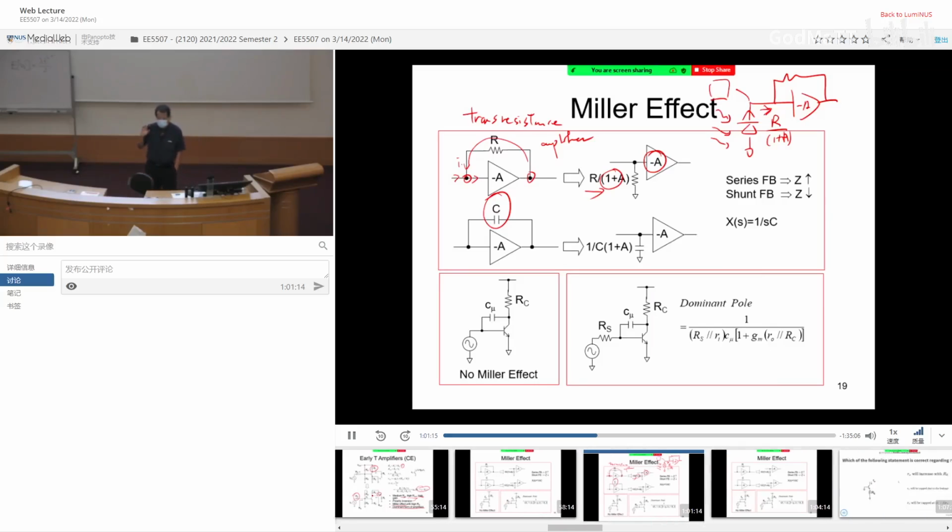So imagine, instead of feeding back using a resistor, you feed back using a capacitor. Now resistance is nice because it reduces the equivalent resistance by A times. But don't forget, capacitor impedance is given by 1 over j omega C. If you reduce the capacitor impedance by 1 plus A times, what does it mean? You are increasing the capacitance by 1 plus A times. Am I right?